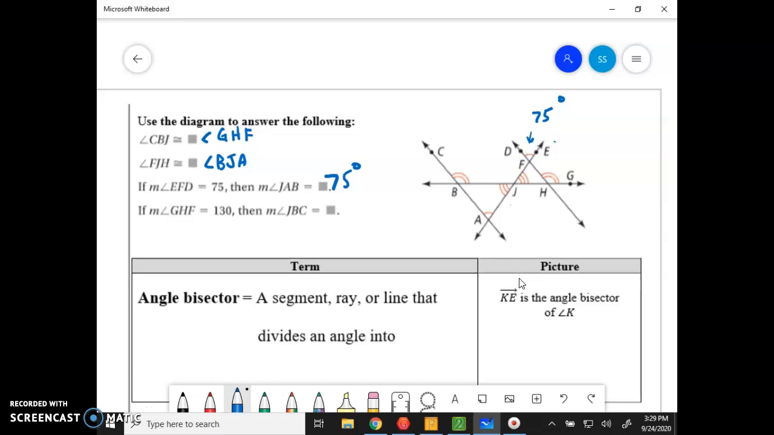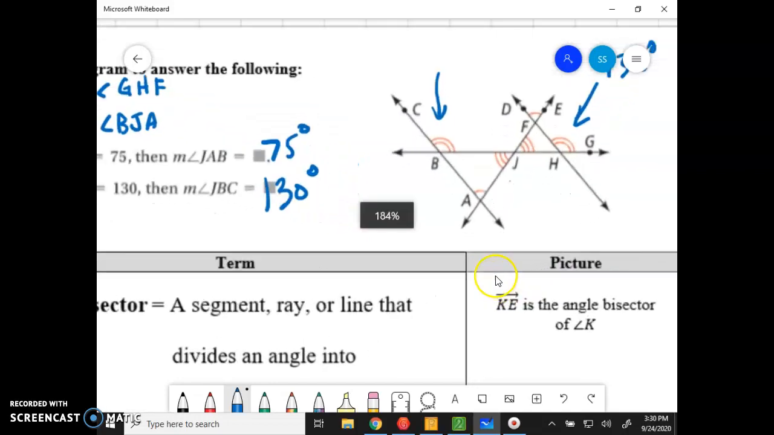The measure of GHF, as long as we're looking at the right thing, GHF, that's this one again, was 130. Well, then the measure of JBC, so there we go, we're talking about this angle. It has the double arcs, so this one is 130 degrees. Okay, all right, moving on.